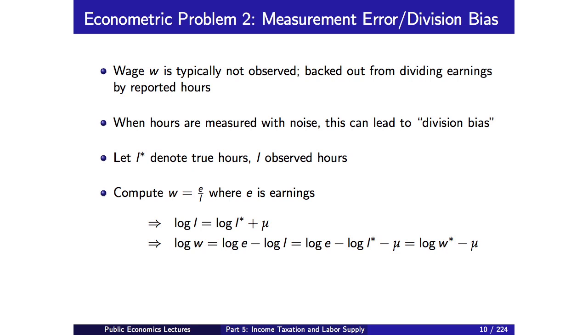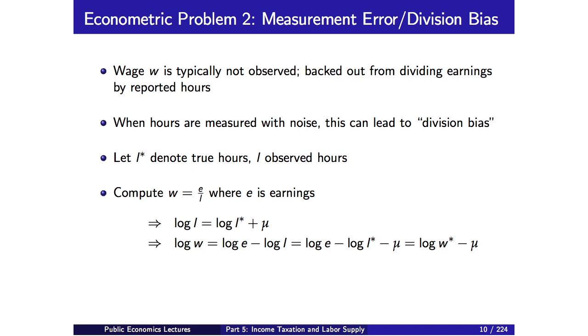That is really problematic. And this is a general warning for empirical work. Do not construct variables as a function of other variables and then include them in your regression. So you'll see here what the problem with that is. When you have hours measured with noise, which is very plausible, right? People tell you with error how many hours they work. That leads to what we call division bias. So let's let L star denote true hours. So that's the number of hours you actually worked. And L, the number of hours you told the surveyor you worked, okay?